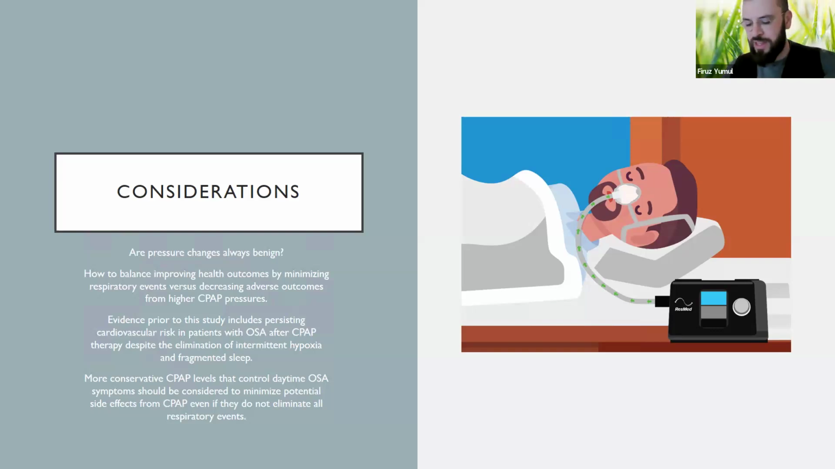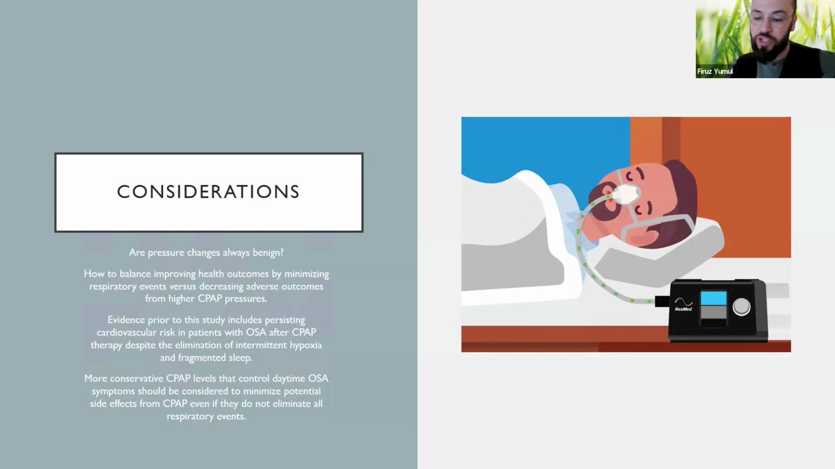I think that's important. So when we look at a study, taking into account the patient's history and maybe CVD risk, as well as prior revascularization, we should maybe consider not eliminating all respiratory events. And even if they're having a few, maybe that's okay. So these are the considerations that I had, and they helped me choose this article.